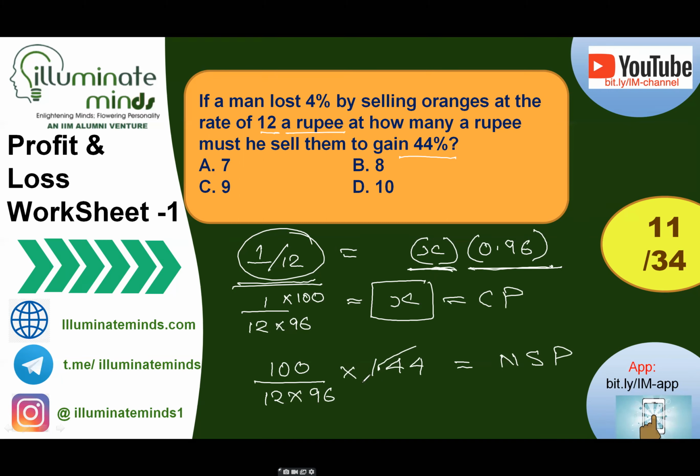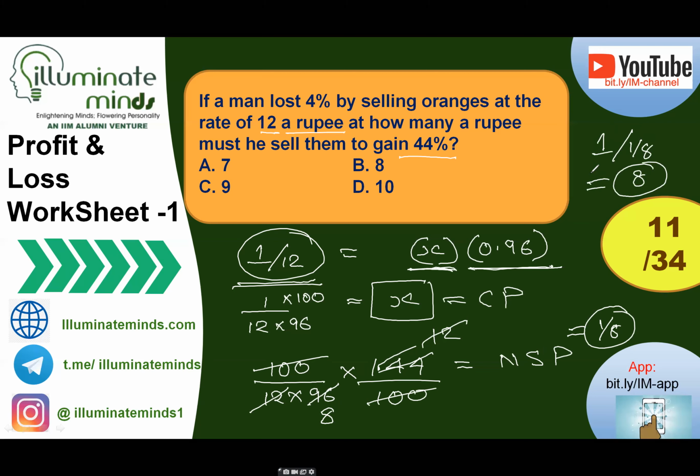Correct? This will become equal to 100. 100 gets cancelled. 12 12s are, 12 8s are. So my new selling price is 1 by 8. So how many for a rupee will I sell? 1 upon 1 by 8 will give me that. That will be equal to 8 for a rupee that I will sell to gain 44%. I hope it's okay, guys.